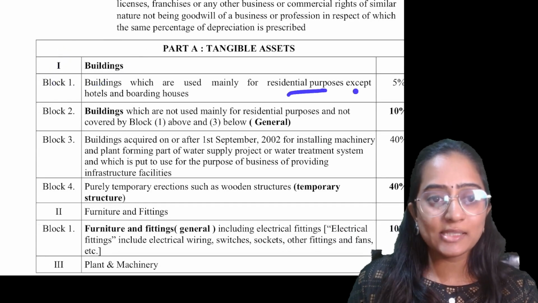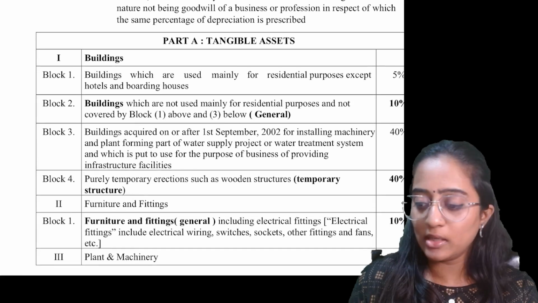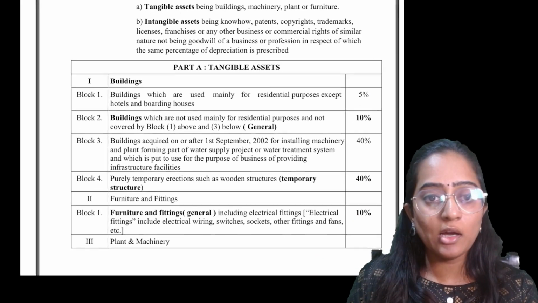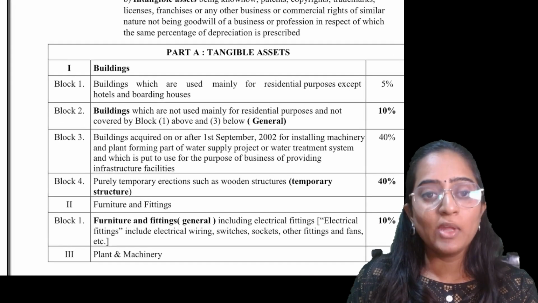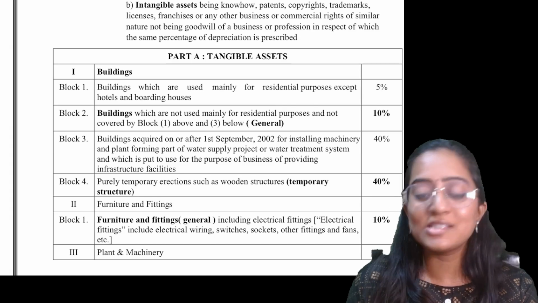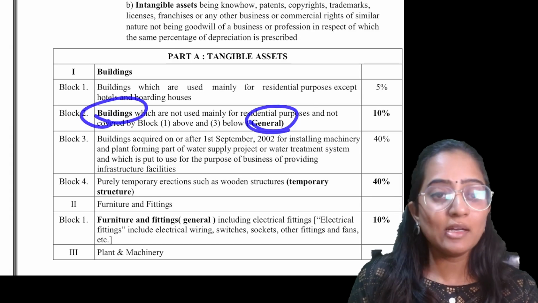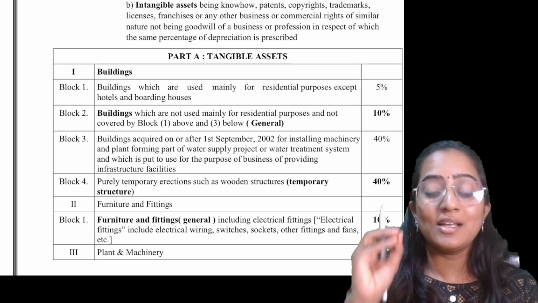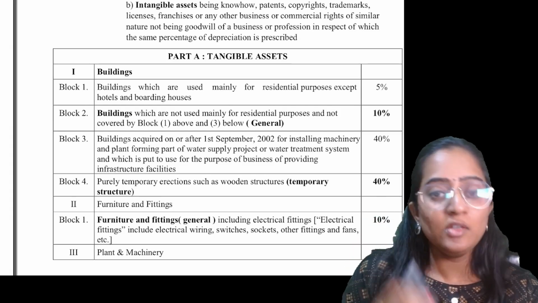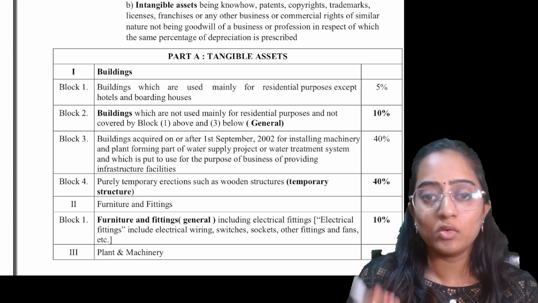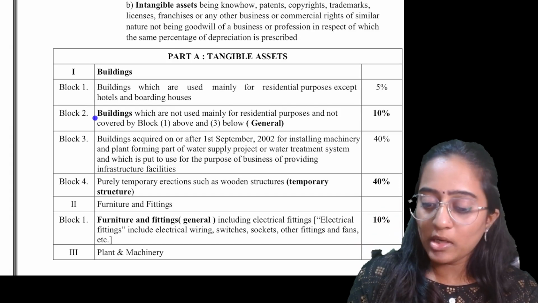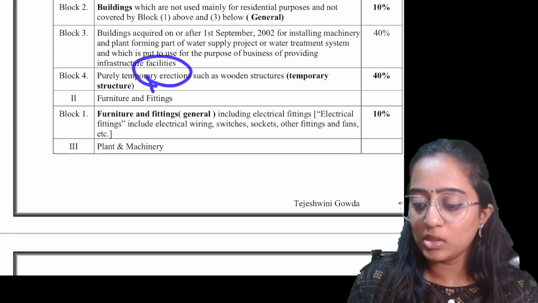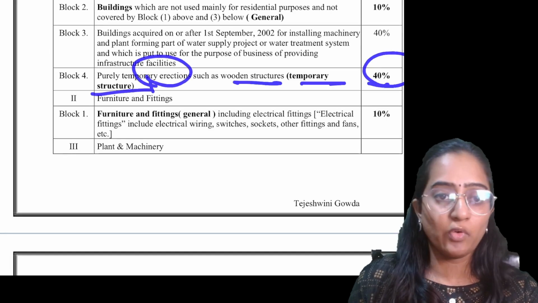Building for residential purpose, except for hotel and boarding houses, is going to be considered at the rate of 5%. Now, when it comes to buildings which are not used mainly for residential purpose and not covered under the other blocks, which is the general category, that would be considered as the important part. Those rates you should mandatorily remember. See, in your exam, they are not going to give you all those rates. You need to remember the rates by yourself. So, building general category 10%, and temporary structure or wooden structure would be 40%.